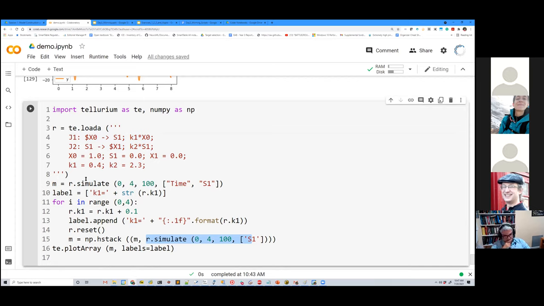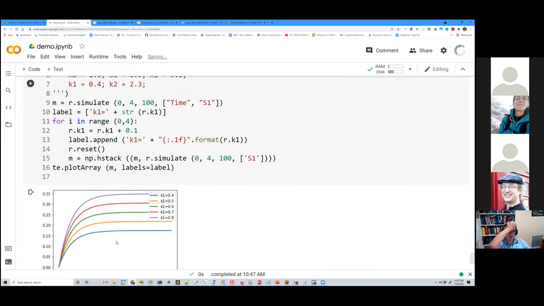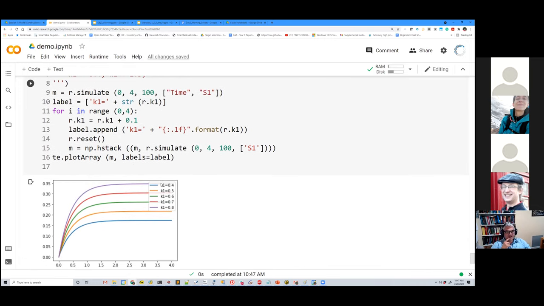But what it's doing is it runs one simulation, then it starts a loop. Each time it runs through the loop, it changes K1 and horizontally appends the result of a new simulation onto the existing simulation. And then it plots the whole thing using a plot array. So if I run this, you'll see this kind of plot. The loop changes K1 five times or so, each time a little bit from 0.4 to 0.8, and each time it plots it out.